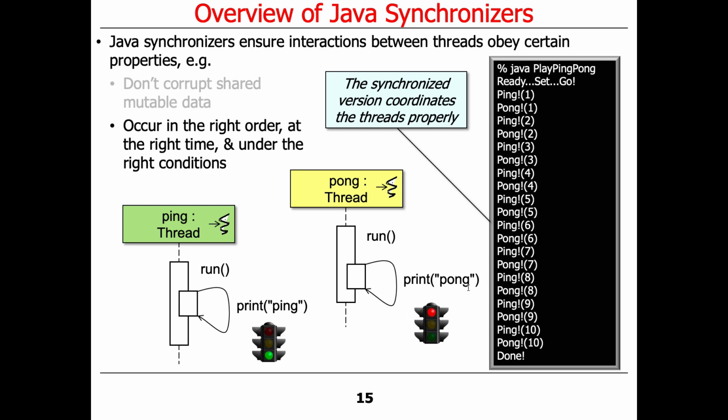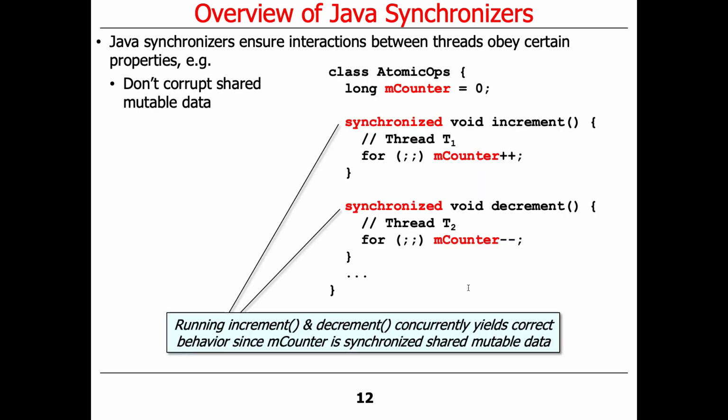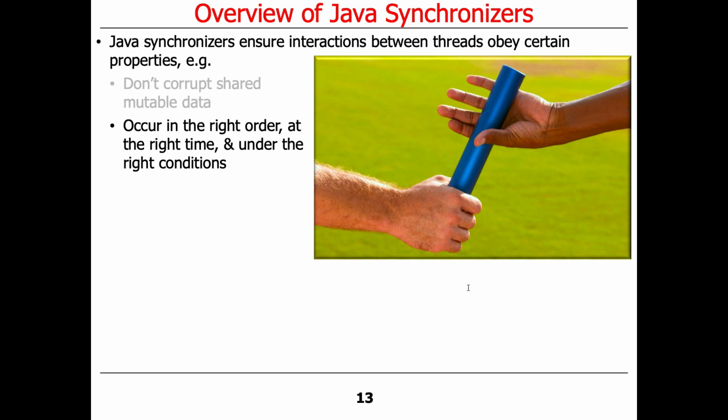So what you want instead is a synchronizer that ensures that these threads take turns doing ping, pong, ping, pong, ping, pong, and so on. And they do it in the right order and under the right conditions. The right conditions being, it's my turn, right? So that's kind of the right order. So we'll see that there's a bunch of synchronizers in Java that make it possible for you to control the coordination between these different things. So the way to think about this is the first set of things is about mutual exclusion, and the second thing is about coordination.